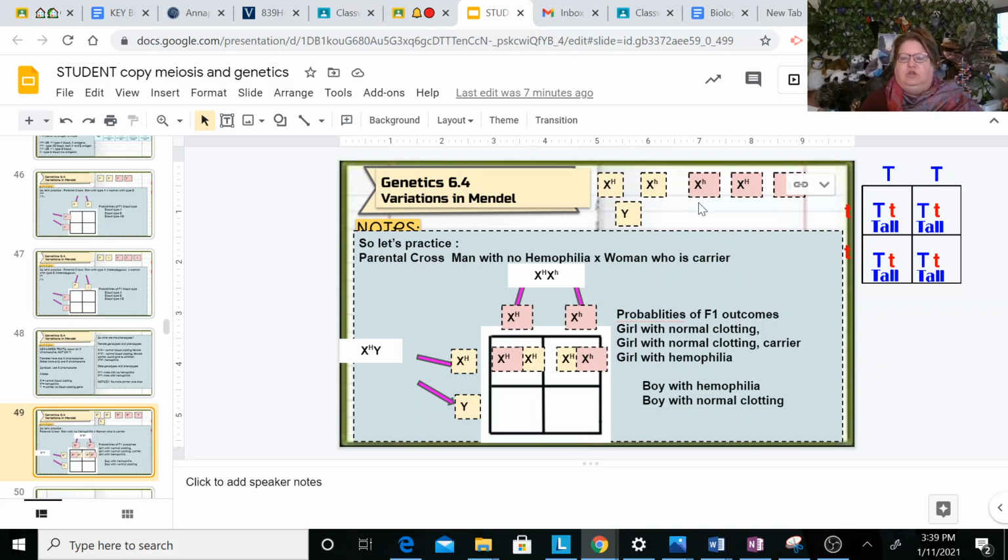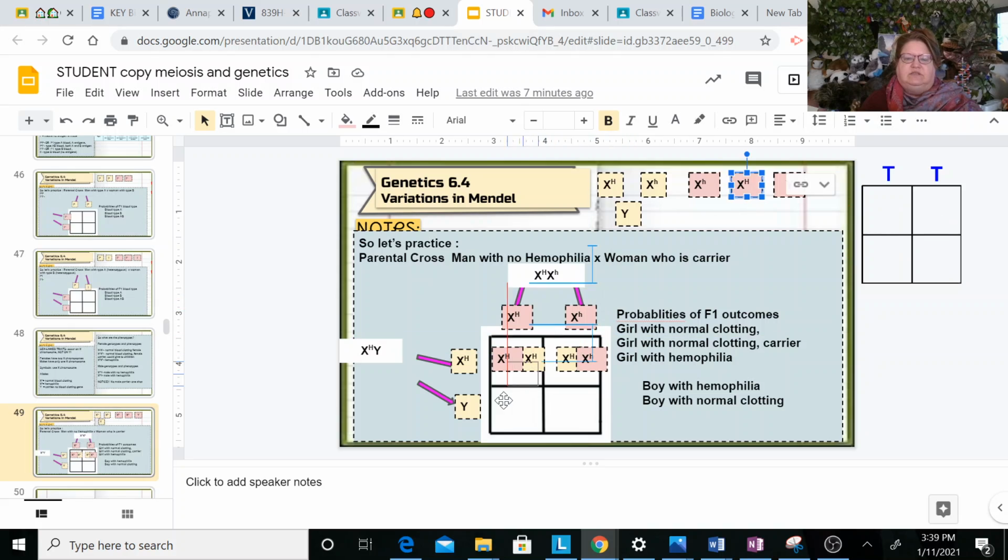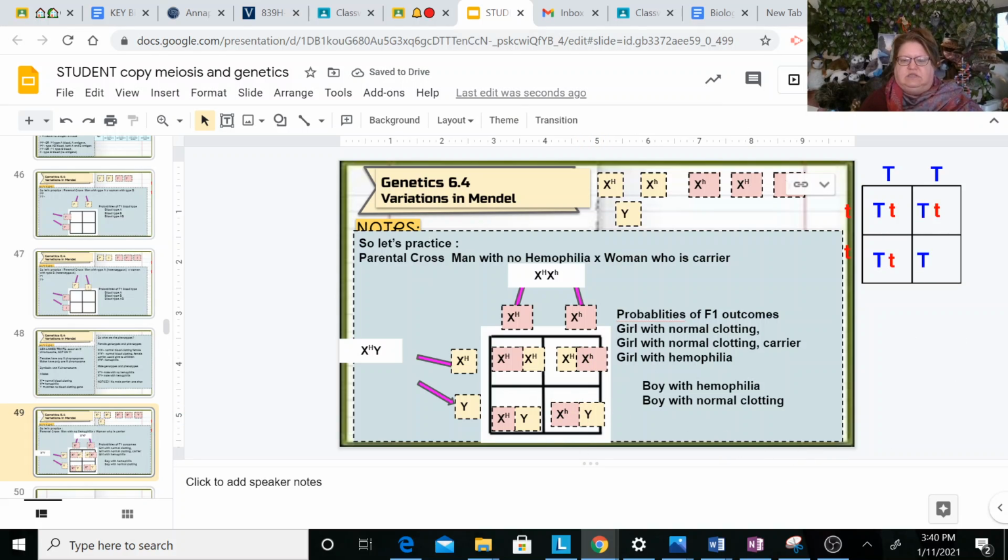All right, so you should have decided that this X chromosome is going to go down, X big H, and then the Y has to go over. So there's going to be one of our potential sons, and then let's drag the X little h, and then we're going to pick another Y. There we go. And so let's take a look at that.